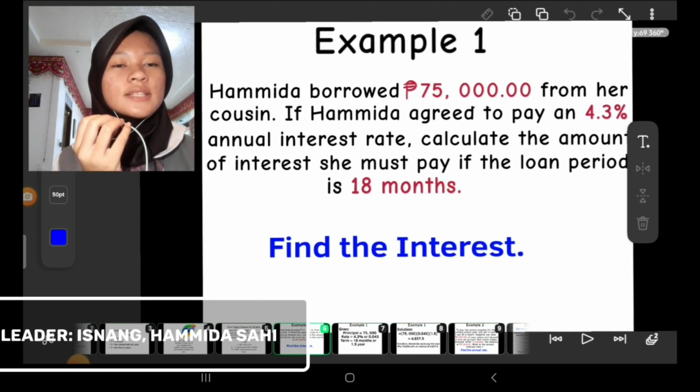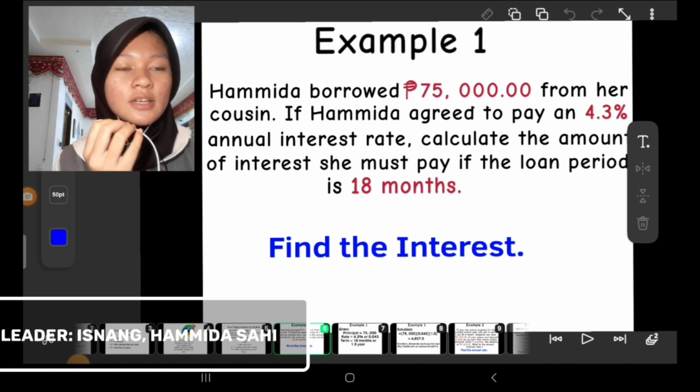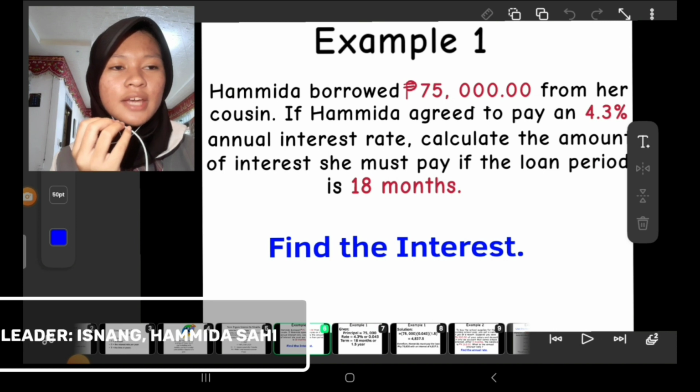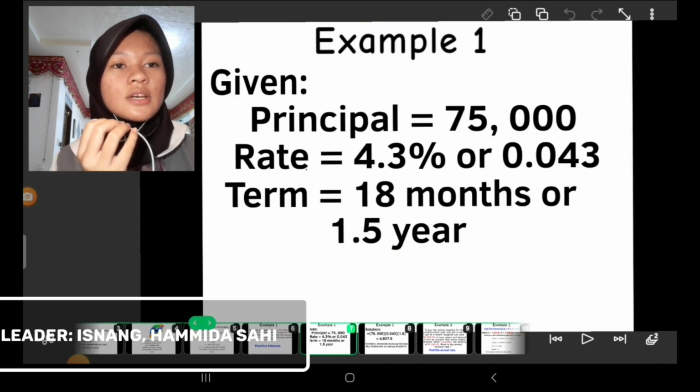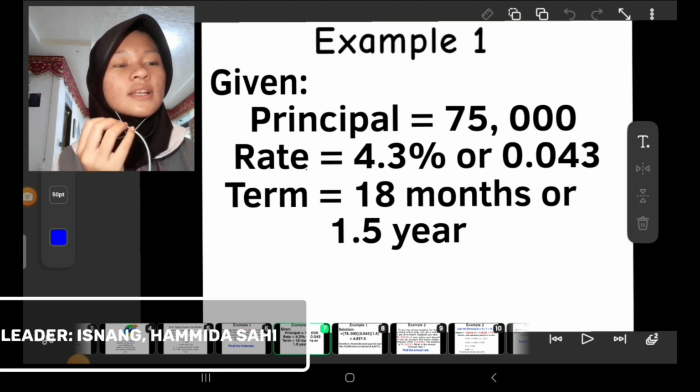Example 1. Hamida borrowed 75,000 from her cousin who is abroad. If Hamida agreed to pay a 4.3% annual interest rate, calculate the amount of interest she must pay if the loan period is 18 months. So here, we're trying to figure out how much interest I will pay if I borrow 75,000 after a year and a half. That's 18 months. The given principal is 75,000. Rate is 4.3%, or in decimal form 0.043. And the term is 18 months, or 1.5 years.